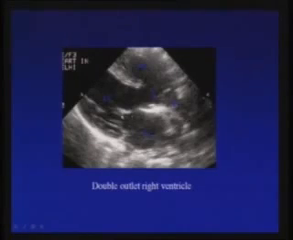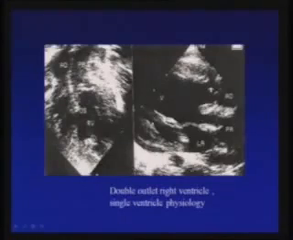Here again DORV, this is the aorta, this is mitral valve, aortic valve, and this is severe pulmonary stenosis. Pulmonary arteries were committed posteriorly, and pulmonary stenosis is because of the malalignment of the interventricular septum. Again a case of DORV with the single ventricle. This is aorta, this is pulmonary artery, both semilunar valves at the same level.